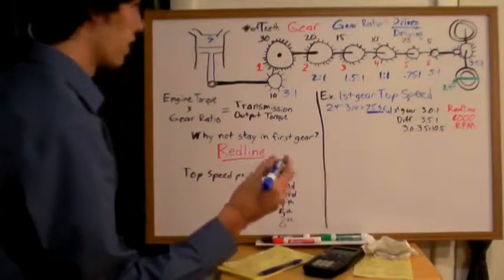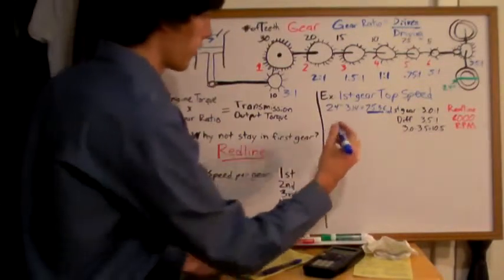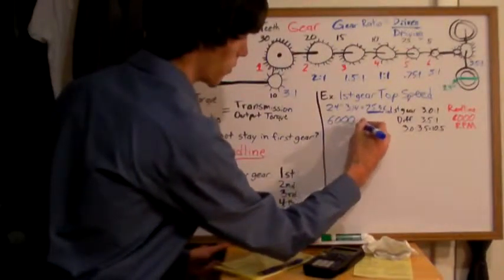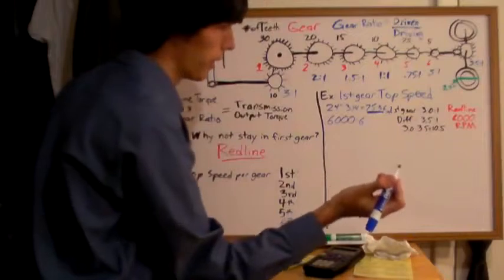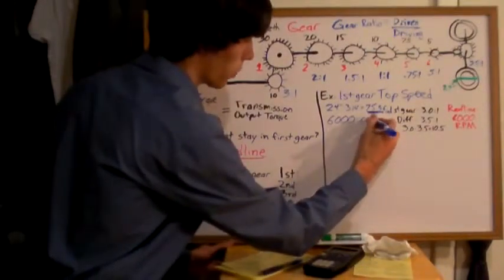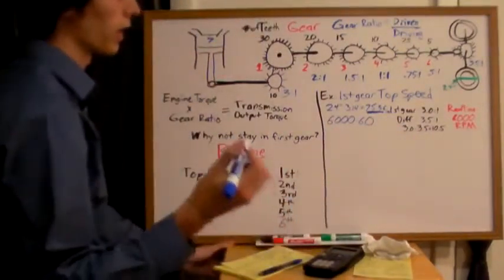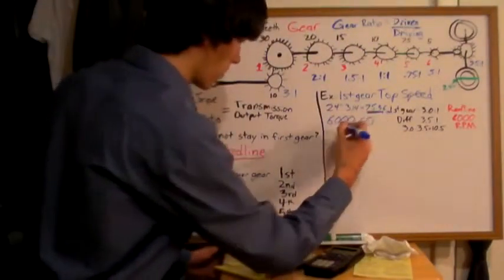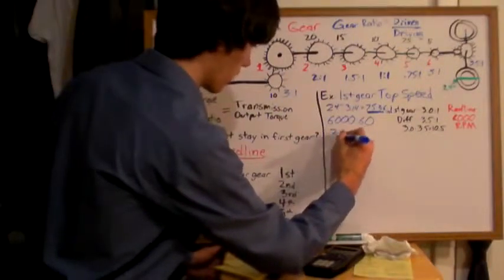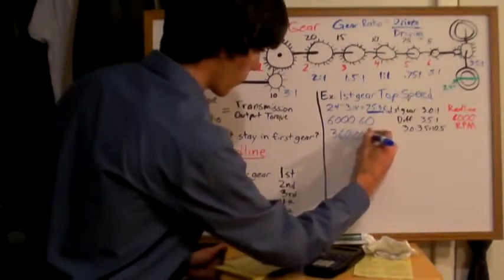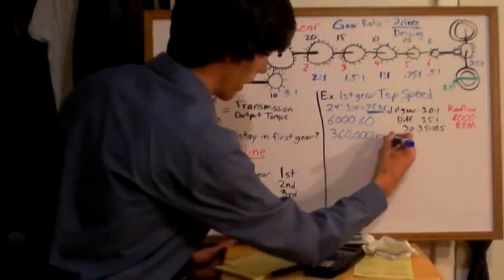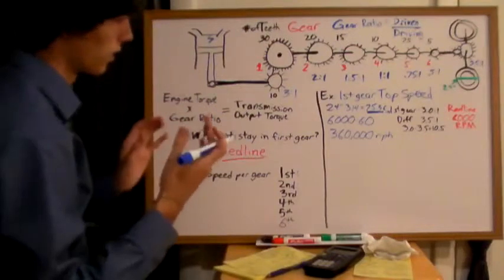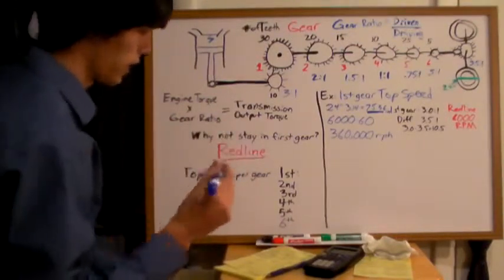Alright, so now we want to calculate the engine speed and how this plays in. So we've got 6,000 RPMs. Now we're going to multiply that. Revolutions per minute is what RPMs stand for. So we're going to multiply that by 60. That way we can get revolutions per hour. So we will now have, this is going to be 360,000 revolutions per hour.